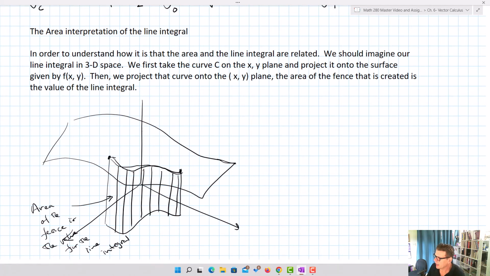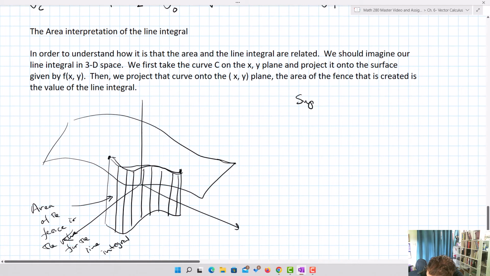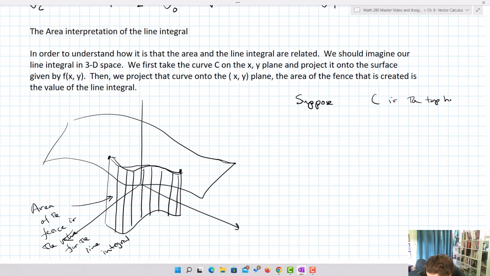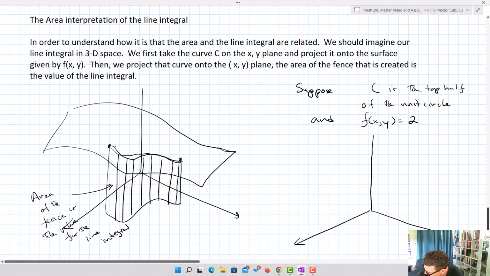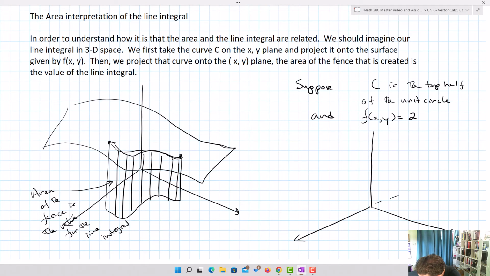Take a simple example, okay? So let's just suppose that C is the top half of the unit circle, okay? So we got C as the top half of the unit circle, and f of xy just equals 2. So we want to imagine here's our surface, right? And here's that top half of that unit circle right there. You get the idea. There's the top half of the unit circle.